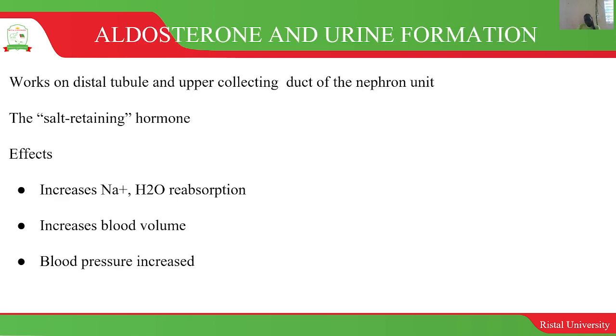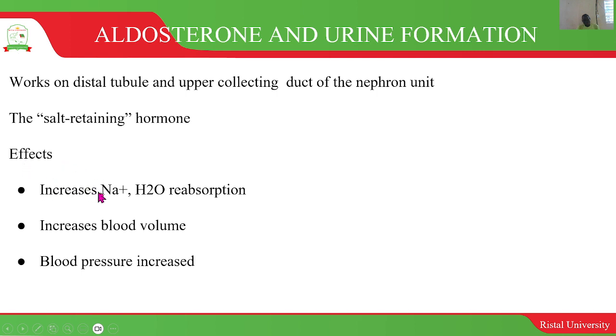We look at aldosterone and the urine formation. So aldosterone is a hormone, and this one works on the distal tubule and upper collecting ducts of the nephron unit. As I mentioned earlier, it is the influence of this hormone that helps the body maintain homeostasis as regards these particular ions we are talking about. So it regulates if too much salt needs to be retained in the body or too much of it needs to be allowed to go into the urine. So it is sometimes referred to as the salt retaining hormone.